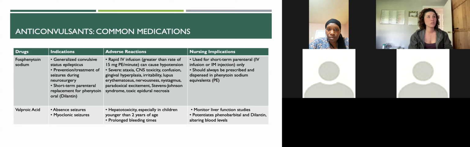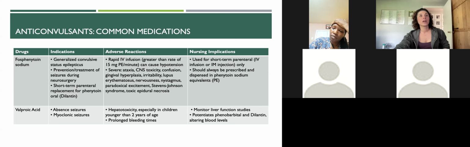We can also cause lupus. You might see nervousness, Stevens-Johnson syndrome, and toxic epidural necrosis, where we've got skin breakdown, skin death, tissue death around that epidural site. So we only use this medication for short term. It's a last resort, either IV or IM. And we should always make sure that it is dispensed in its own measurement, the phenytoin sodium equivalents.